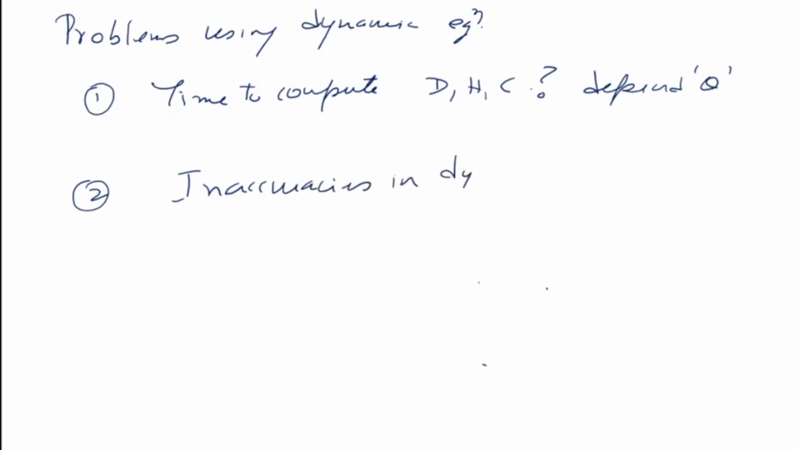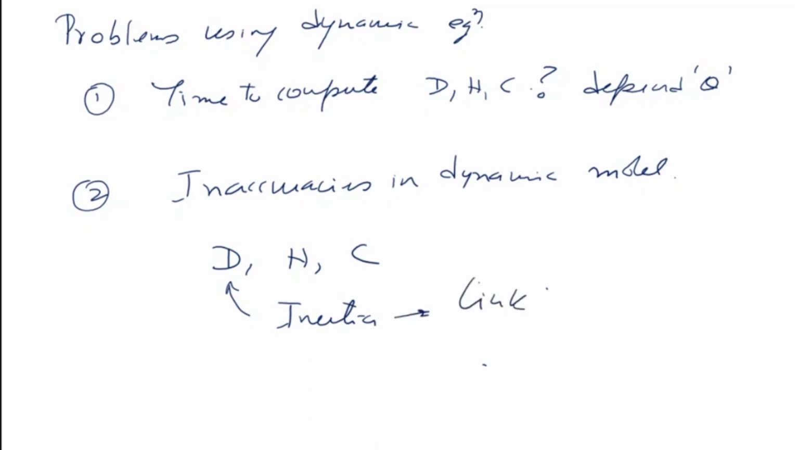So the inaccuracies in the dynamic model itself will cause errors. Now, what are the inaccuracies in the dynamic model? For example, we talked about D, we talked about H, we talked about C. Now, this is the inertia tensor. To find the inertia tensor, you need parameters of the link, say geometrical parameters, or what is the shape of the link, what is the size of the link.